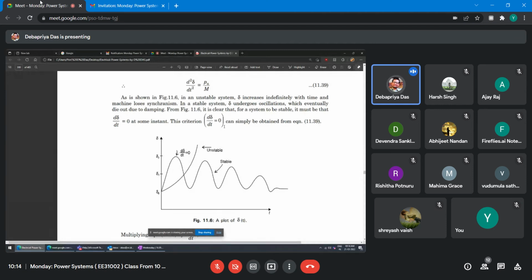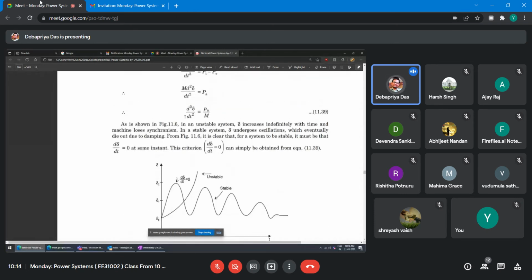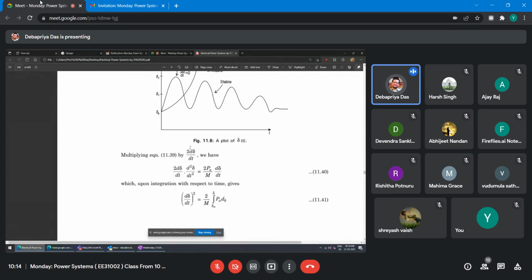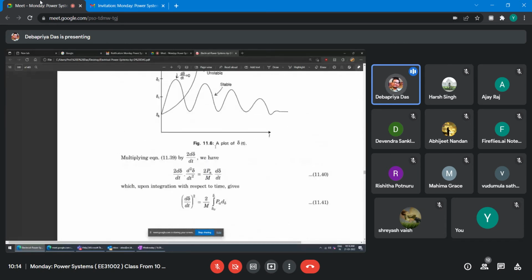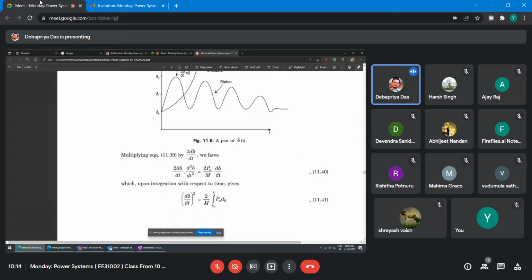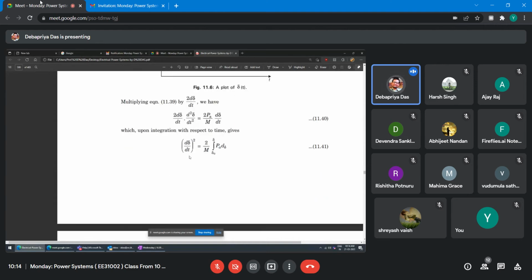This criterion, d delta by dt zero, can simply be obtained from equation 39. How will we do it? This equation is d squared delta upon dt squared is equal to P upon M. Now, both sides you multiply by 2 d delta by dt. Then you integrate. If you integrate, this side will be d delta by dt whole squared is equal to 2 by M.